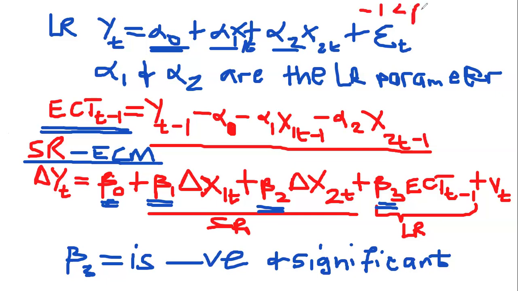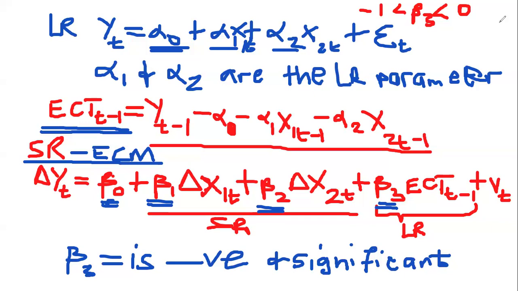This is beta 3. It must lie between -1 and 0, right? If it is beyond these limits, then the results that we get are explosive. In such a situation, it could be that there's something wrong with your model specification. So you need to go back to the drawing board and start again.